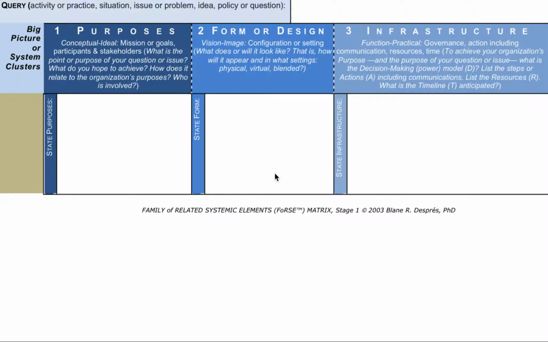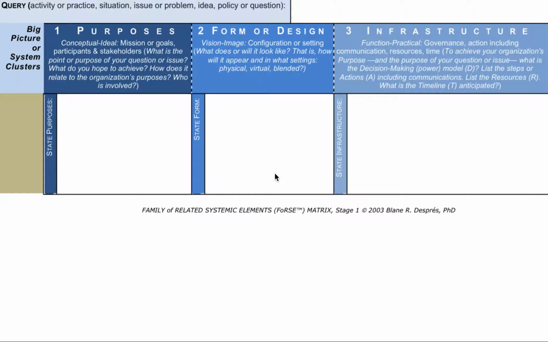So as you examine those elements in the FoRSE matrix, you'll be able to see the connections and, importantly, any misalignments. Those misalignments or unclear statements can be associated with bigger or continuing problems and need of attention. So let's look at a case study example for the FoRSE matrix first stage.